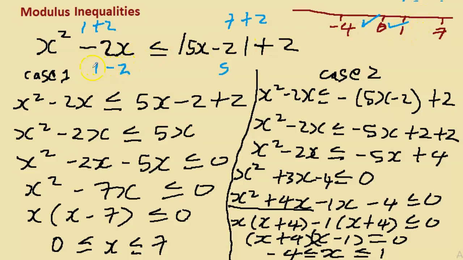If we say x is 2, what you will have is 2 squared, which is 4, minus 2 times 2, which is also 4, so this will be 0. And over here would definitely be more than 0. Alright? So this interval is okay.